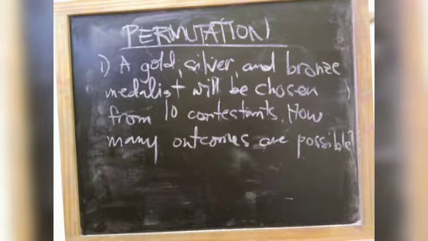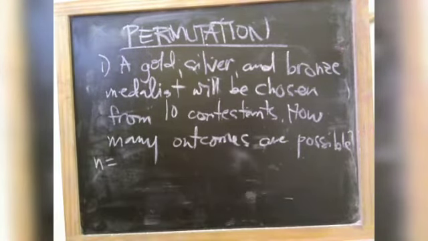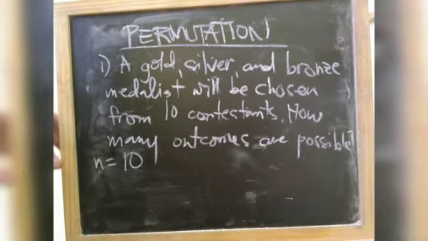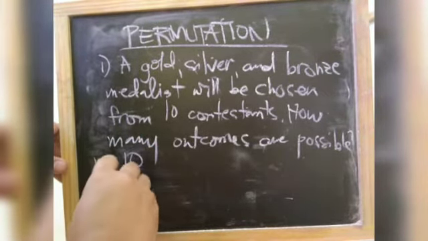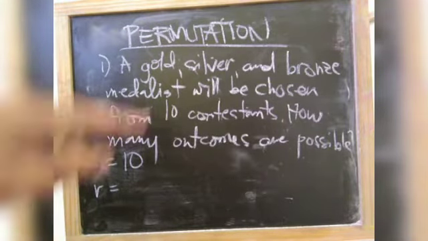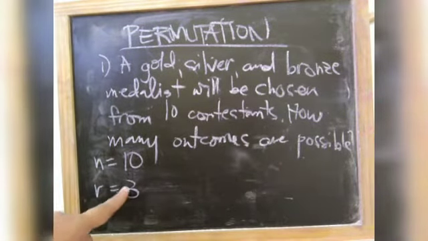And yun na nga, mag-awarding na. Okay? So, the question now here is, how many outcomes are possible? So, let's first determine the number of objects. Ilan ba talaga ang actual object natin? So, the actual object here is 10. Then, from 10, ilan yung objects na i-arrange natin? So, there would be 3, kasi pipili tayo ng isang gold medalist, isang silver medalist, at saka isang bronze medalist.